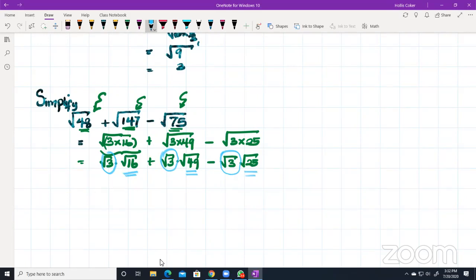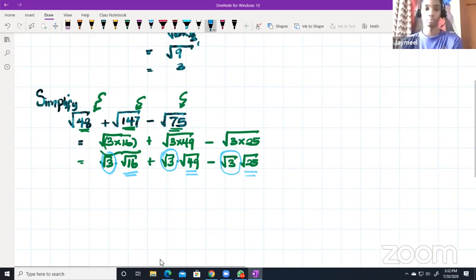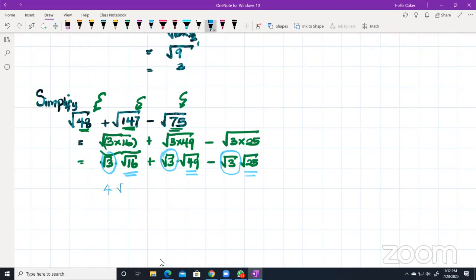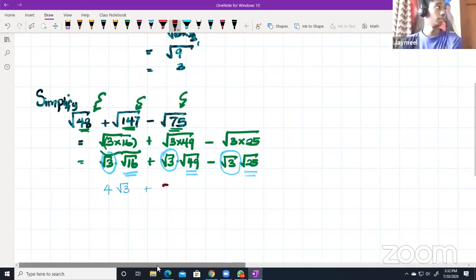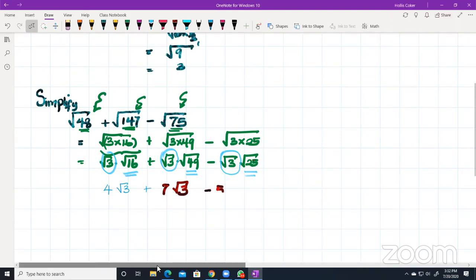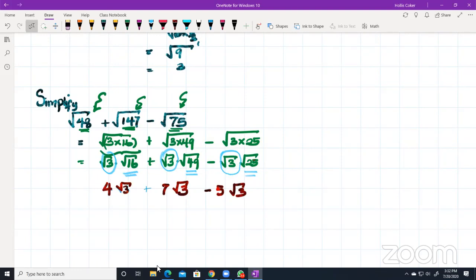So what's the root of 16? 4. Yeah, so that's actually 4 root 3. And what's the root of 49? It's 7. 7 root 3. And 25? 5. So you have 4 of something, then 7 of the same thing, but you're taking away 5 of the same thing. So that'll be basically 4 plus 7 minus 5, into root 3. So that's 11 minus 5, that's 6 root 3.